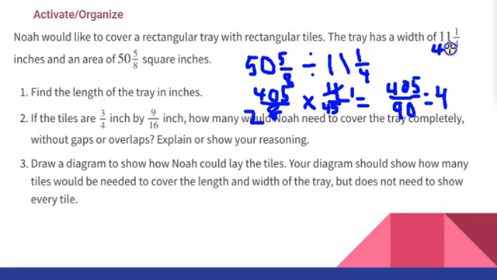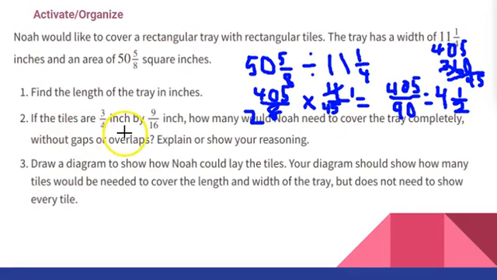That would leave us with 45, because 405 minus the 360, oops, that would give us 45. So 45 90ths, well, 45 is half of 90, so our answer is 4 1/2 inches. So it's 11 1/4 inches by 4 1/2 inches.